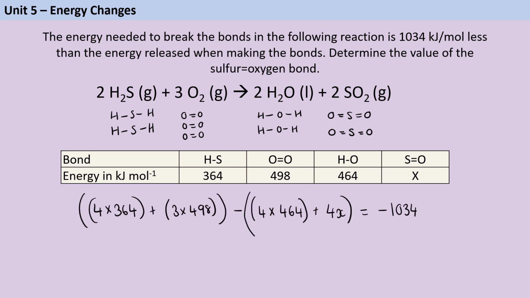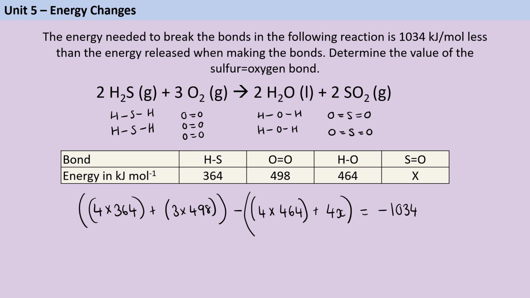So I'm going to have 4 lots of 364, in other words, 4 hydrogen-sulfur bonds, and 3 lots of 498, so that's 3 oxygen-oxygen bonds. Take away everything on the right-hand side. So everything on the right-hand side is going to be 4 lots of 464 for my 2 water molecules and 4x for my 4 sulfur-oxygen bonds. And all of that lot together gives me a value of minus 1034.